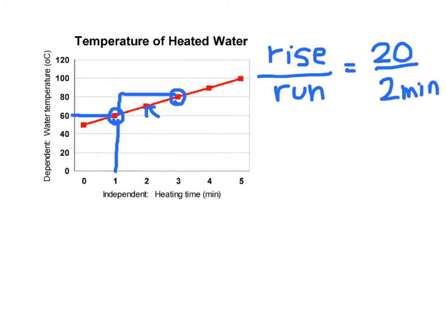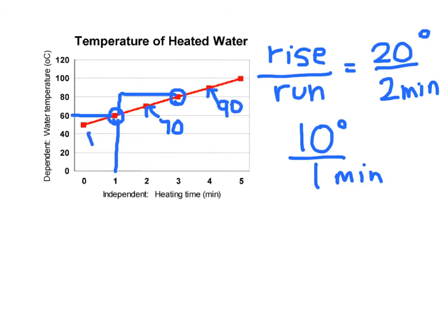So my slope should be 20 degrees every 2 minutes, and I can reduce that ratio to 10 degrees per 1 minute, or 10 degrees per minute. And that does make sense. So this point would be 70. This point here would be 90. And the initial starting point right there would be 50. I didn't use it because I wasn't sure exactly if that was 50 or not. I thought it was, but I wanted to use the points I did know for sure. So my slope represents the change in the temperature of the water every minute. It's plus 10 degrees.